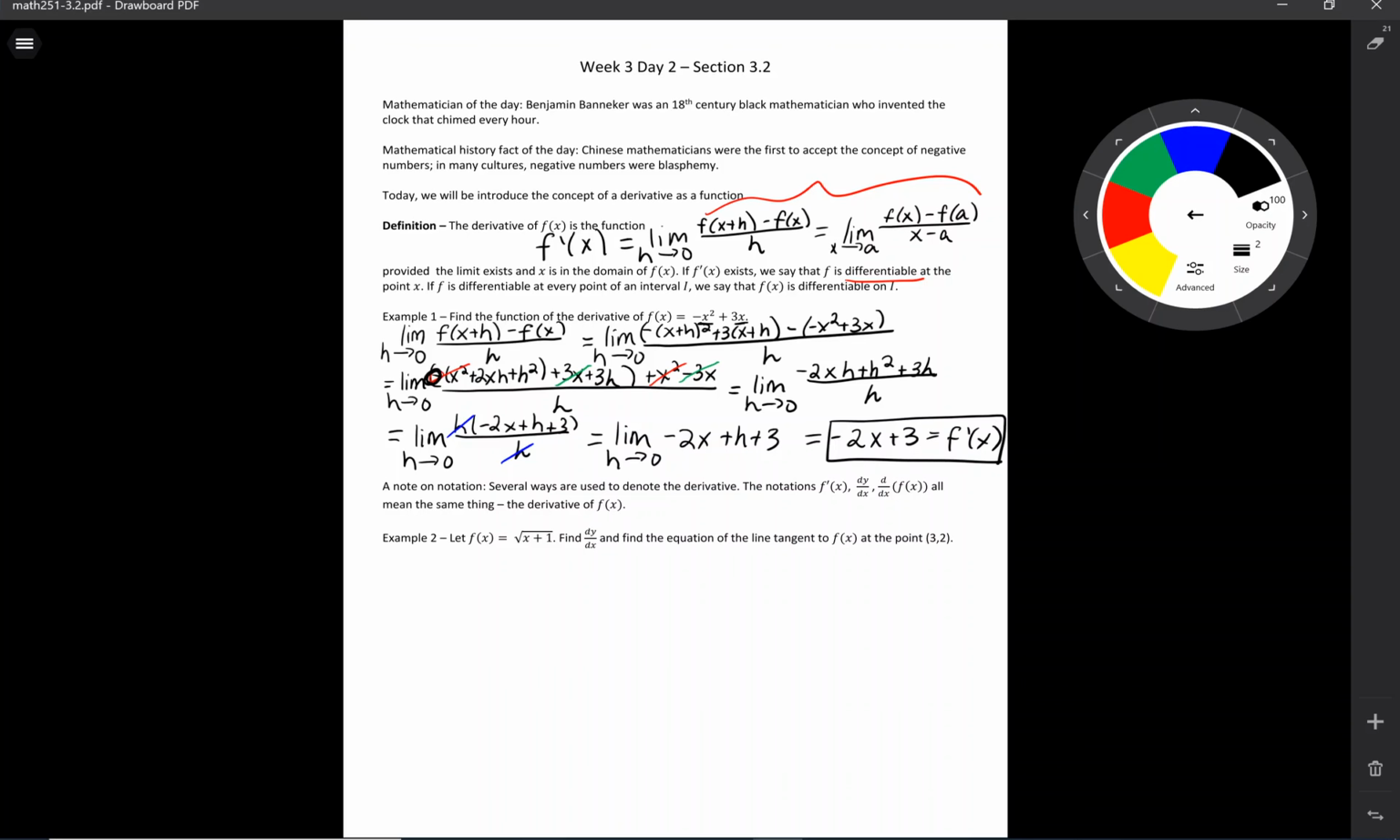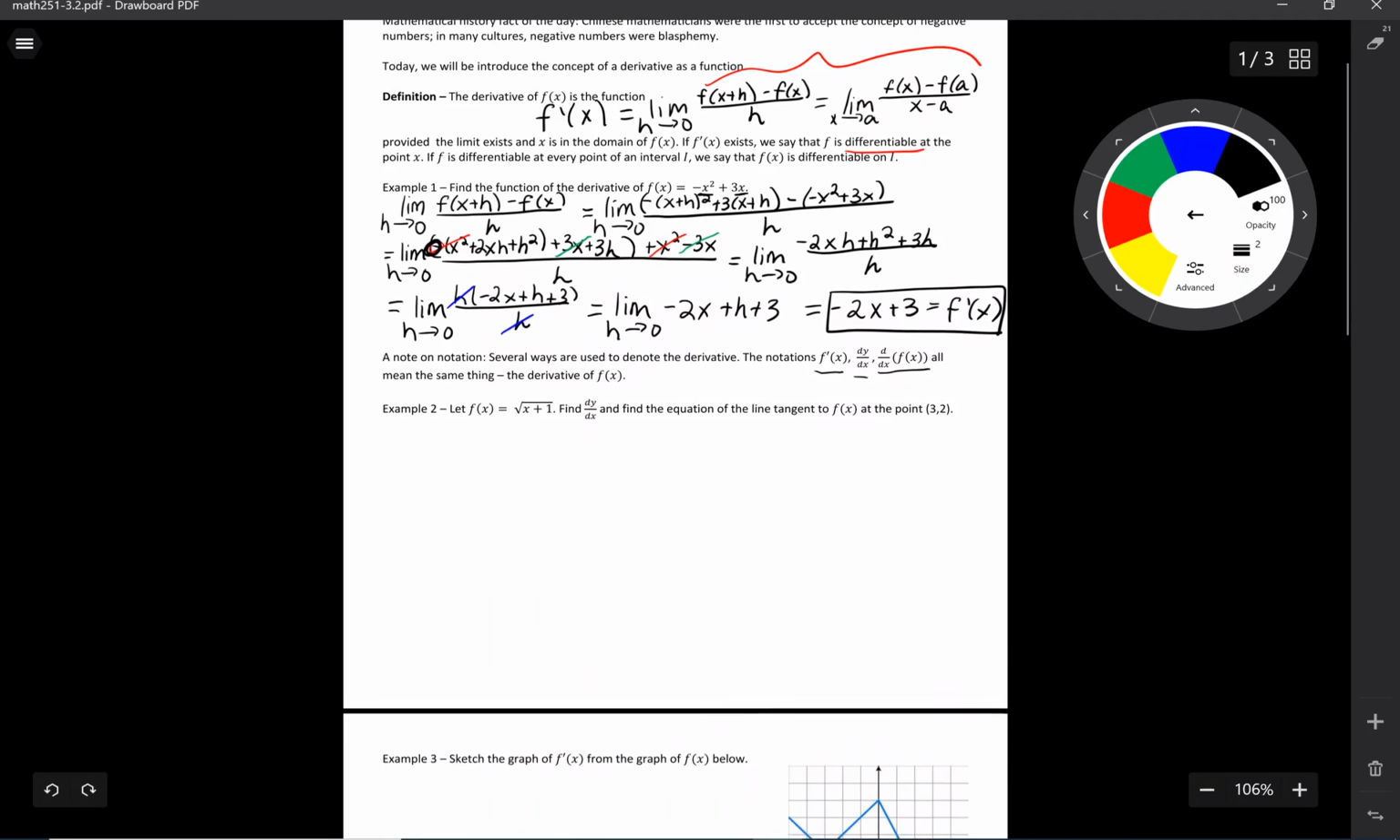So just a note on notation. I know that the textbook might use different notations than the online homework or this lecture, these lecture notes. So just to make a quick note, the notations f prime of x, dy dx, and d dx of f of x all mean the same thing. They all refer to the derivative of f of x.